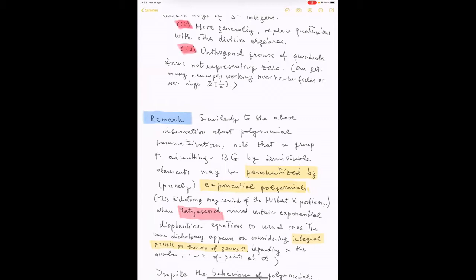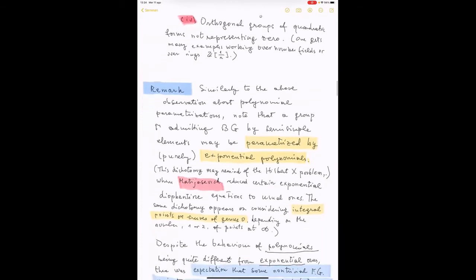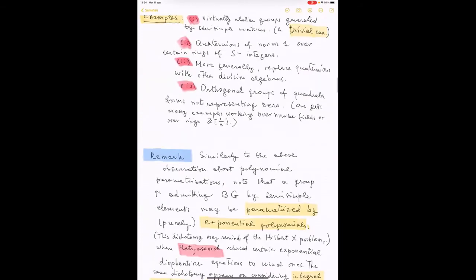Because of Meyer's theorem, we have to restrict to low rank, but we may get many more examples if we work over number fields or over rings like Z[1/n]. So there are plenty of examples of arithmetic groups which are anisotropic.